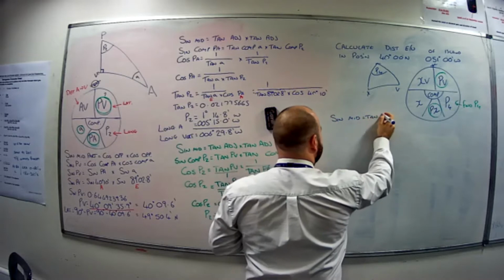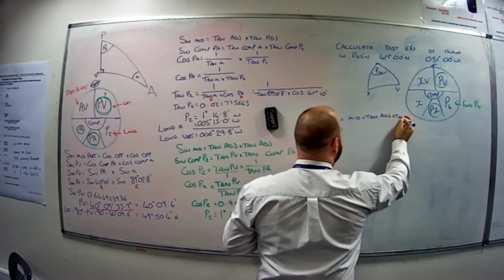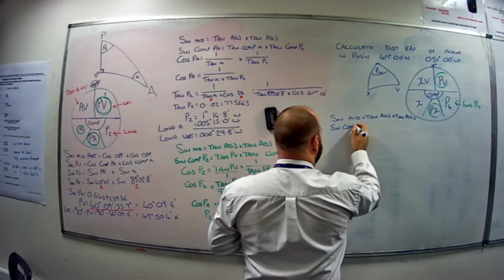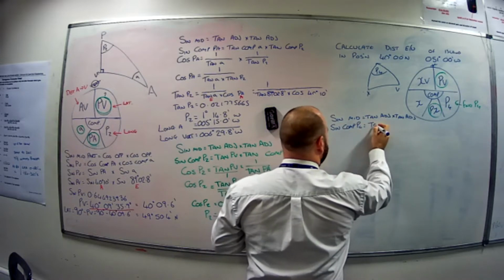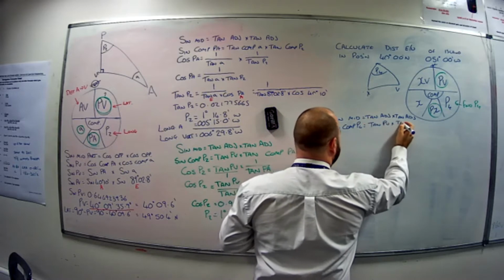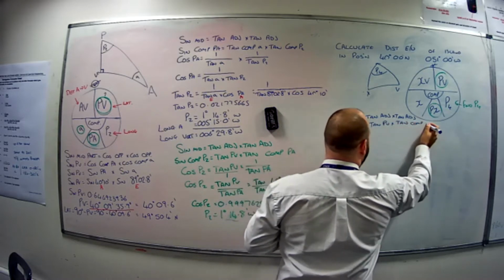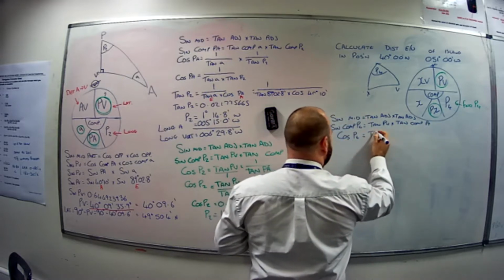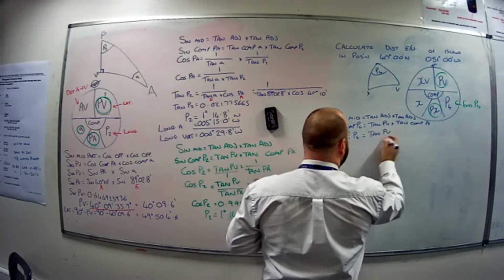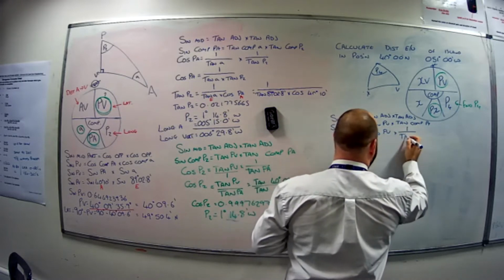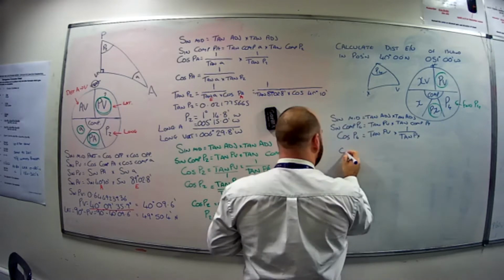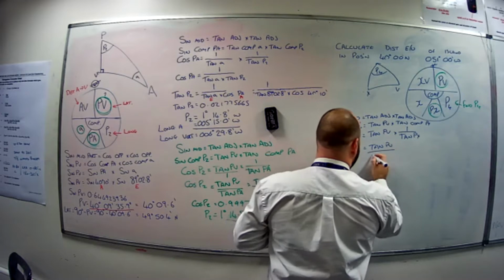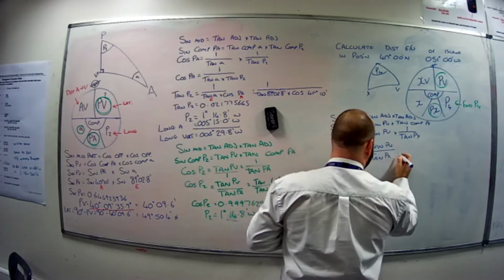So it's tan of the adjacent times tan of the adjacent. Sine comp P3, or sorry, P4 in this case, equals tan PV times tan comp Px. Cos P4 equals tan PV times 1 divided by tan Px. So cos P4 equals tan PV divided by tan Px.